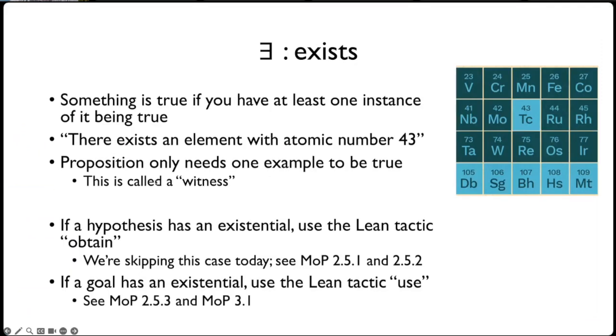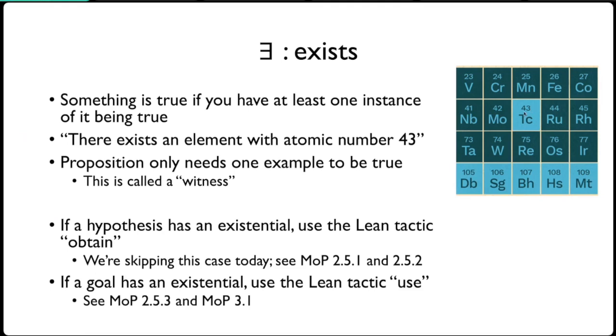Okay, so let's keep going with these operators. So this is the backwards E. It's exists. And in regular language, this is something is true if you have at least one instance of it being true. So a fun example is there exists an element with atomic number 43. So this is true. None of the others have the atomic number 43.